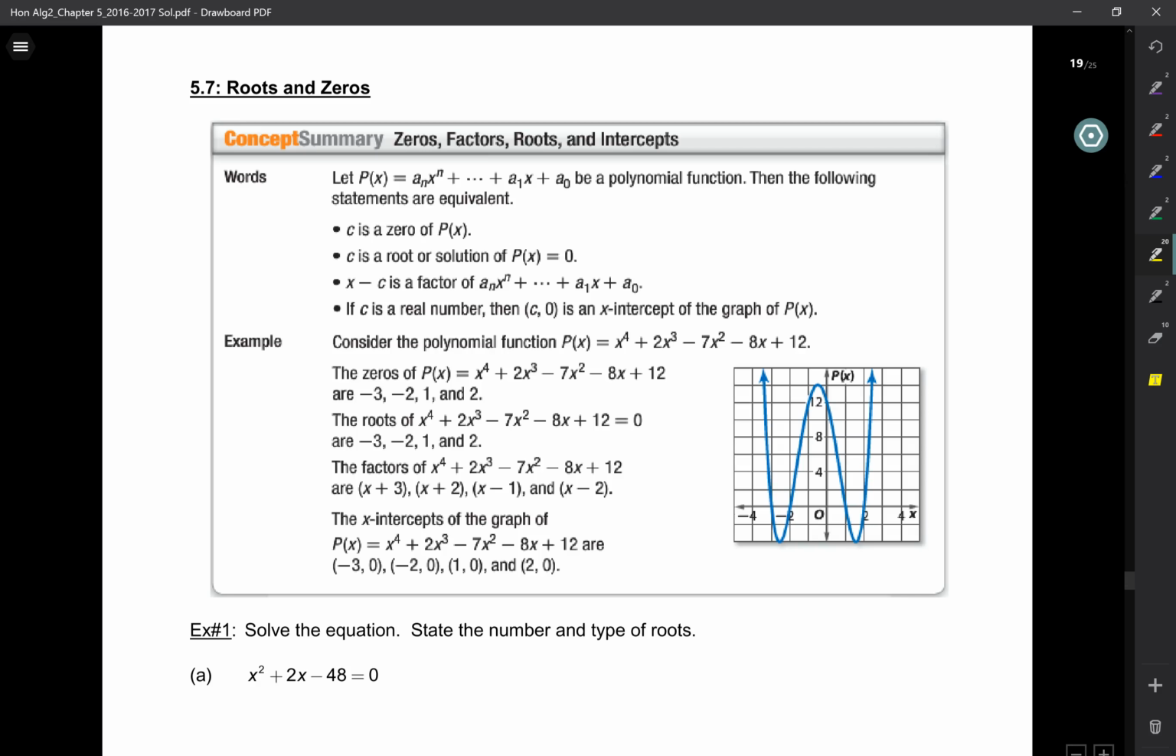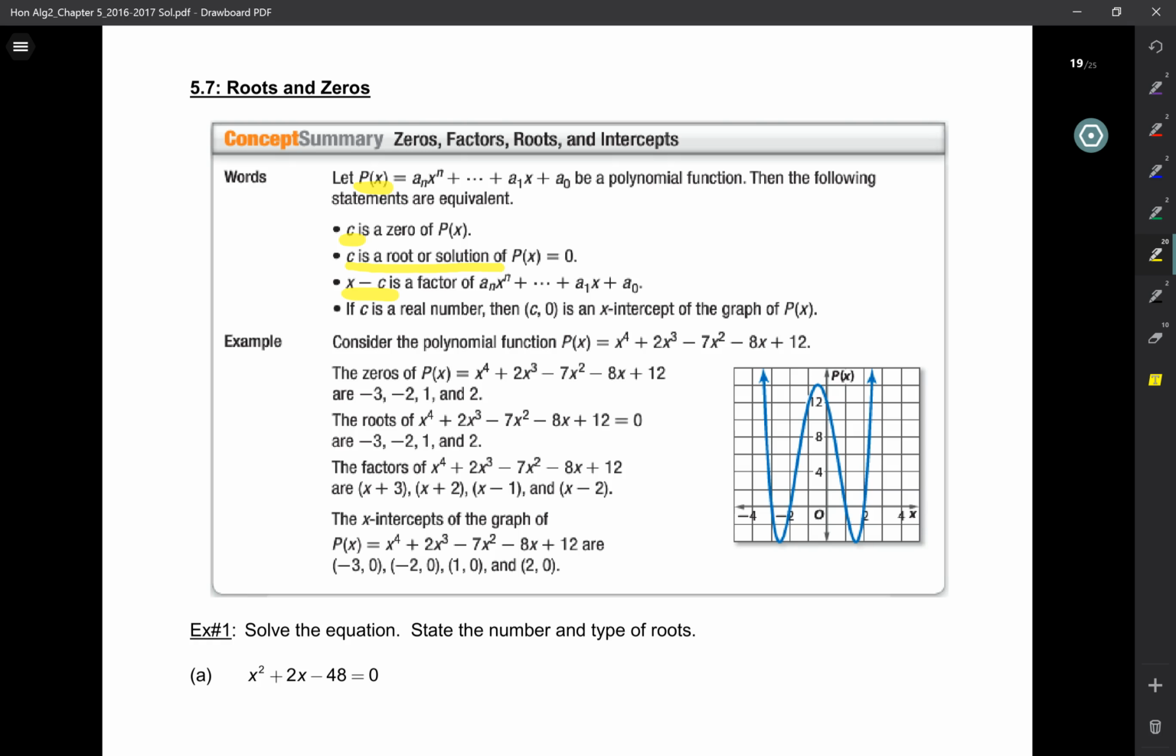All right. So if P of X is a polynomial, and suppose C is a zero of the polynomial P of X, we also say that C is a root or a solution, when P of X is equal to 0. Similarly, once you know that C is a root or a solution, then the factor theorem said that X minus C is a factor.